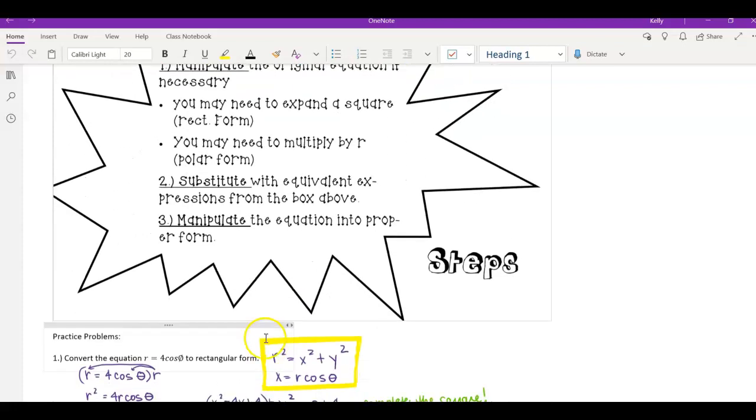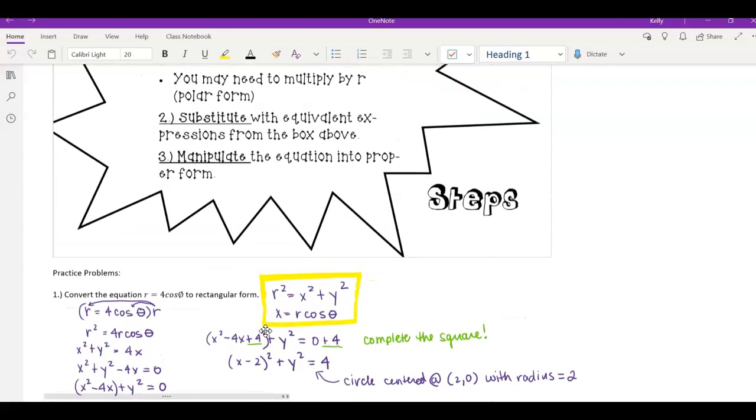All right, so let's take a look at our first example. It says convert the equation r equals 4 cosine theta to rectangular. So we're going from polar to rectangular. And before I started, I thought about, okay, what kinds of things do I need? Well, I might need this r squared formula because I have an r value in here. So that'll give me r squared equals x squared plus y squared. And also the x formula, x equals r cosine theta.